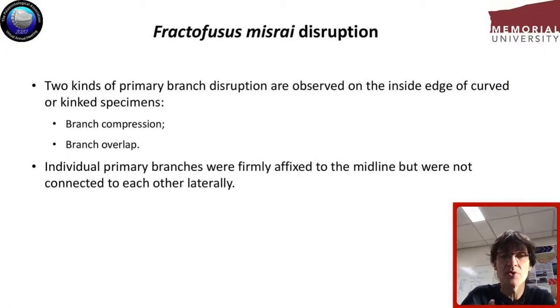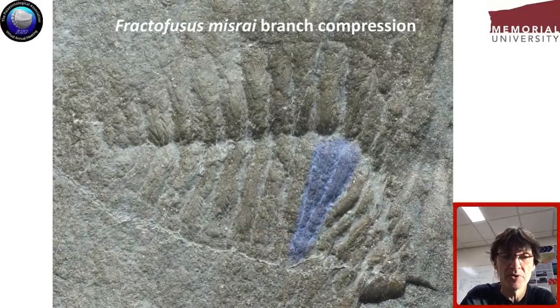One of the factors that we see associated with curvature and kinks is branch disruption. We tend to see 2 different types of branch disruption on these organisms, and we refer to them as branch compression and branch overlap. And what these compression features tell us is that these individual branches appear to be fixed to the organism at the midline, but they probably weren't actually connected to each other laterally. I will show you a couple of examples of these, and hopefully you'll agree with me on this.